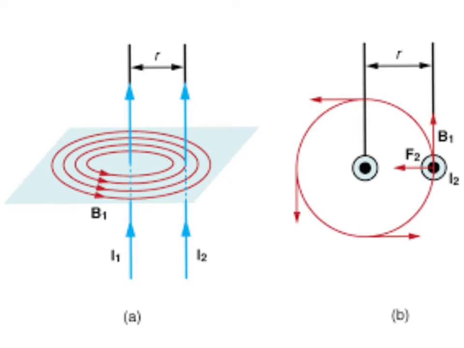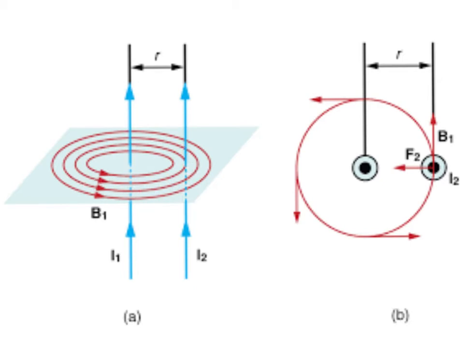Assignment 10, problem 6. We've seen this situation before. So current 1 is going up, and by right-hand rule number 2, looking at it from above, the field is counterclockwise. So this is I1. This is the field due to it. Wire 2, with a current in the same direction, lies in the field of B1.